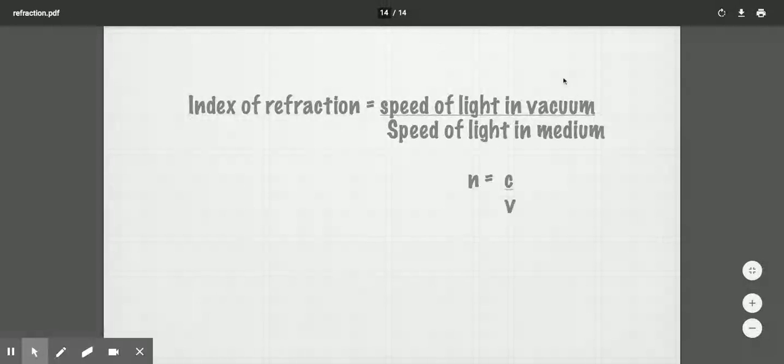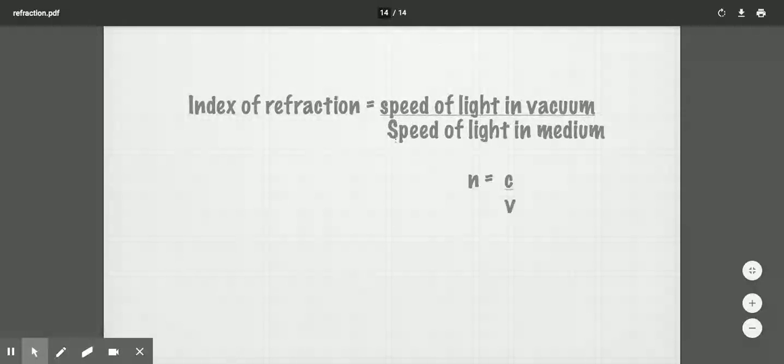The speed of light in a vacuum is also the same as the speed of light in air for the purpose of this class. So that's going to be 300 million meters per second. And then we're also going to divide that speed of light in the vacuum by the speed of light in the actual medium.